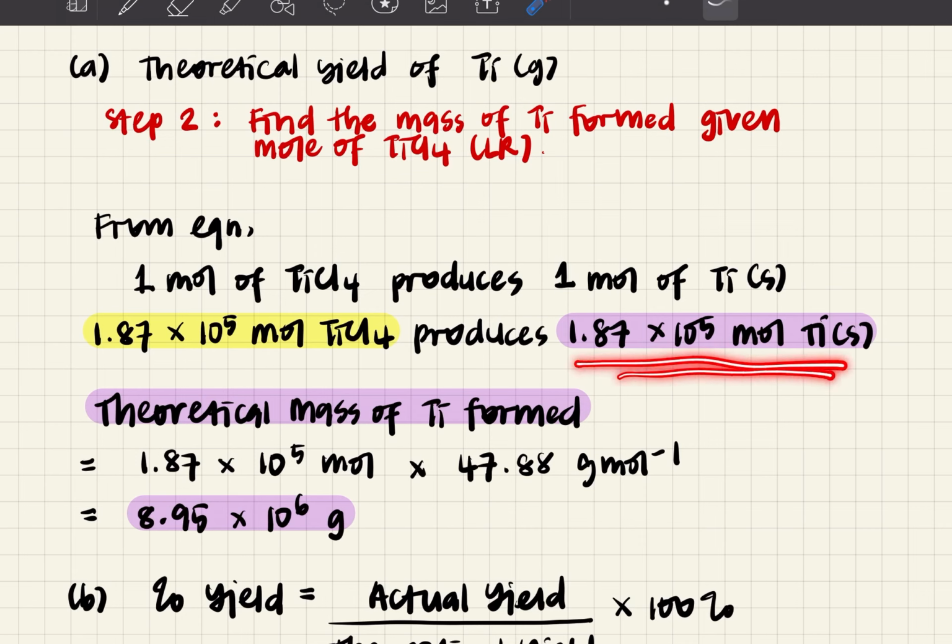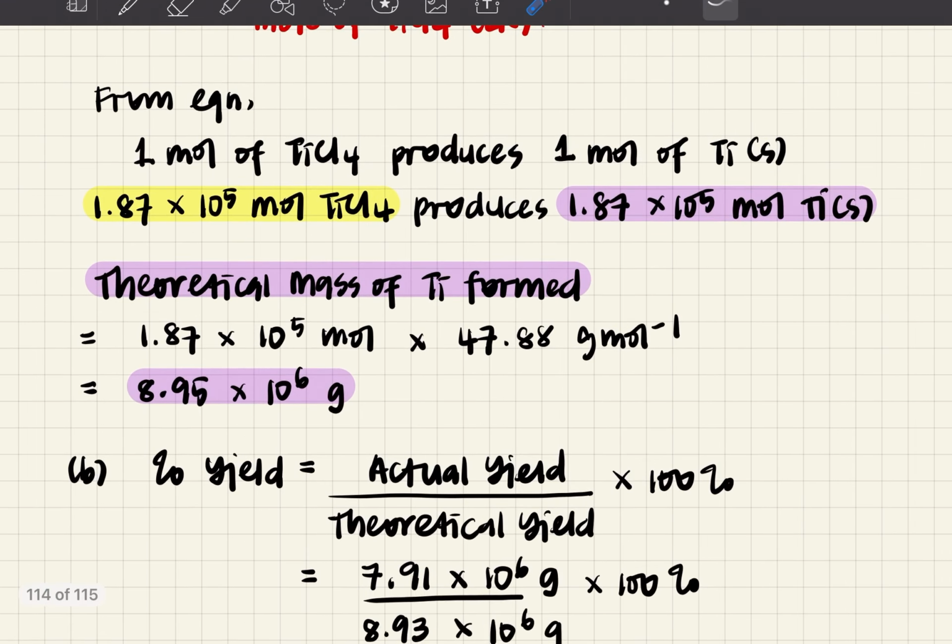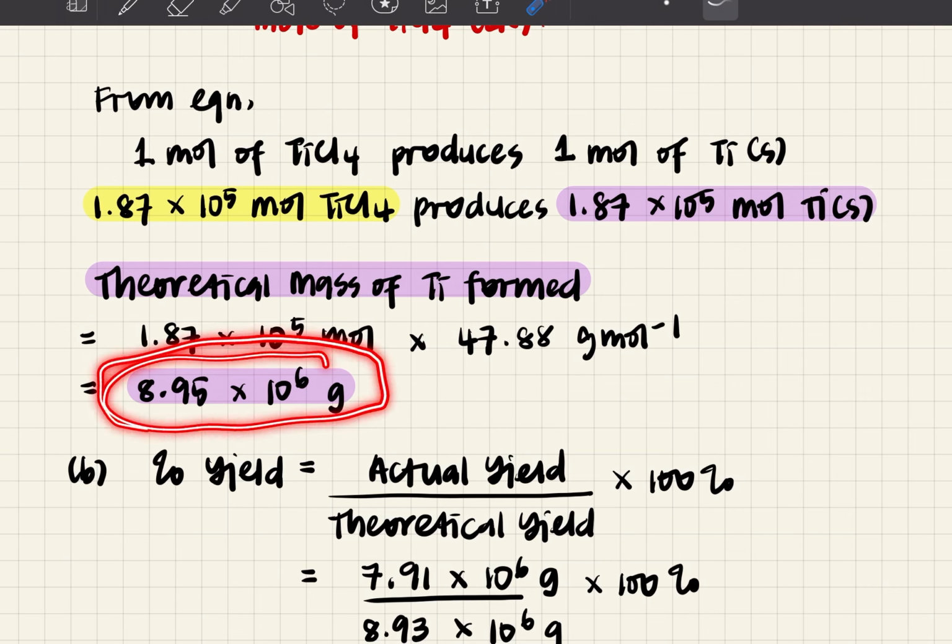So you find that you will form 1.87 times 10 to the power 5 moles of titanium solid. Okay, so dari situ awak bolehlah cari mass, betul tak? Because mass is just mole times molar mass. Okay, so you find the mass. So this is your theoretical yield of titanium, or theoretical mass.